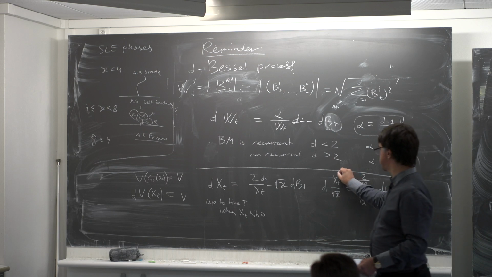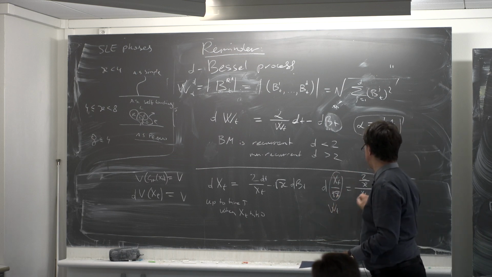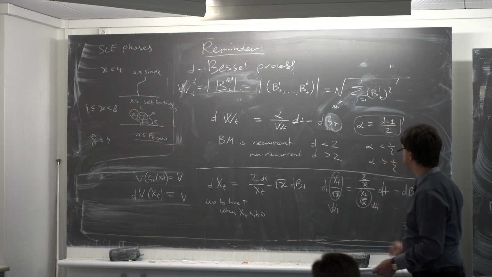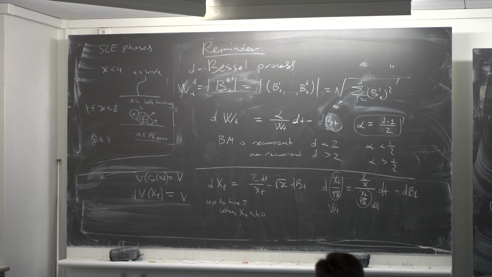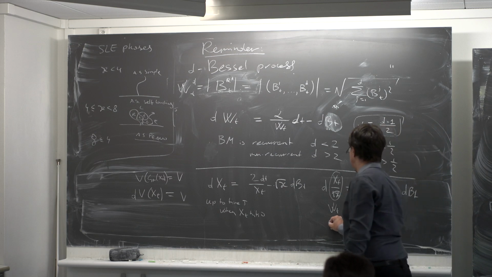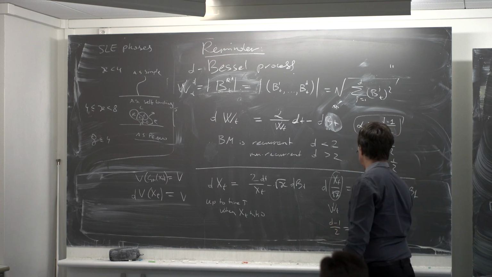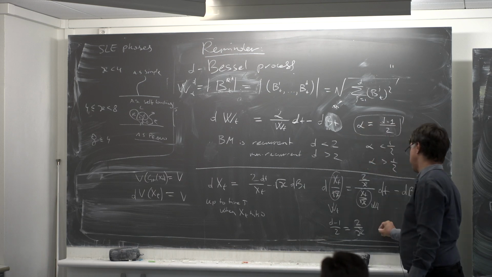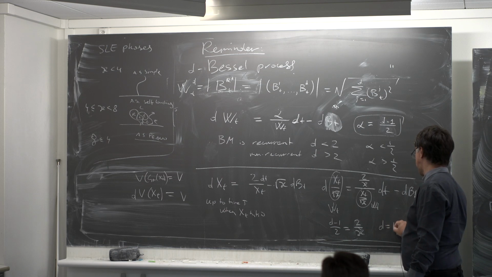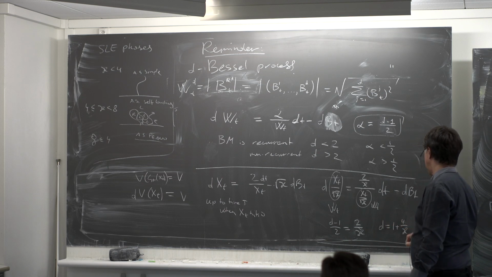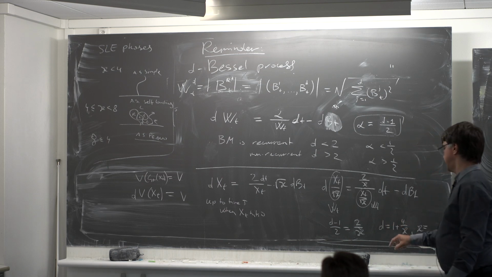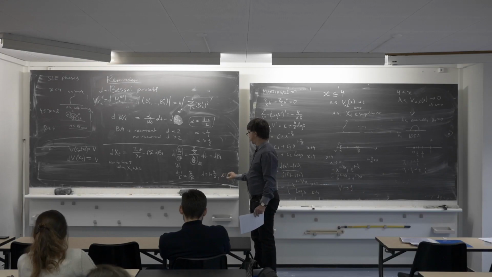So basically that's the Bessel process. This is Wt, this is Wt. And (d minus 1) over 2 is equal to 2 over kappa. So you can rewrite that the dimension is 1 plus 4 over kappa, or you can rewrite that kappa is 4 over (dimension minus 1).